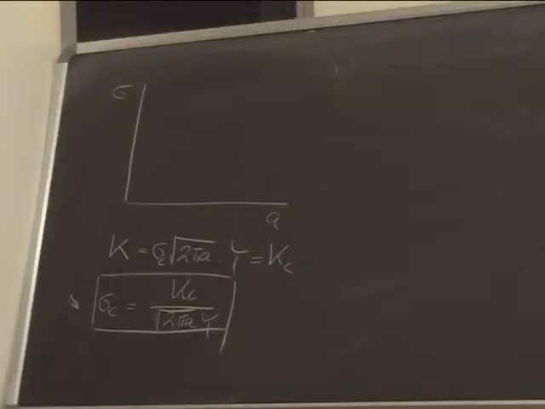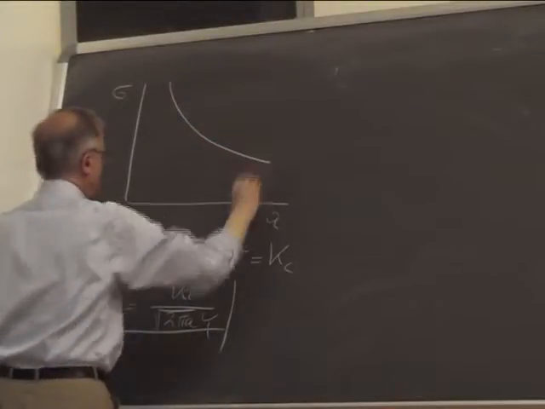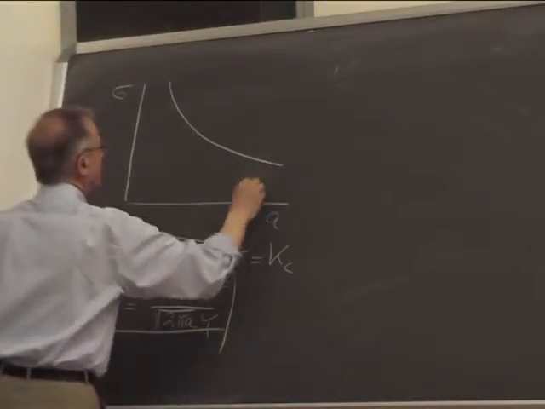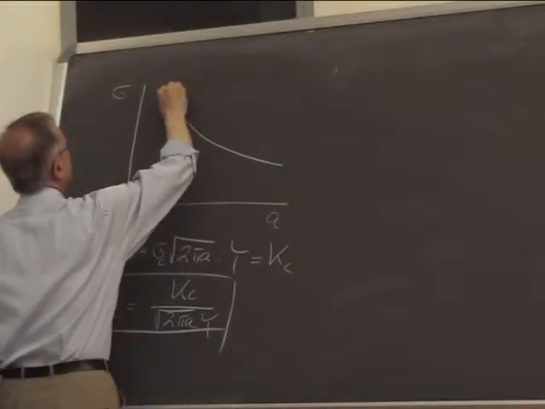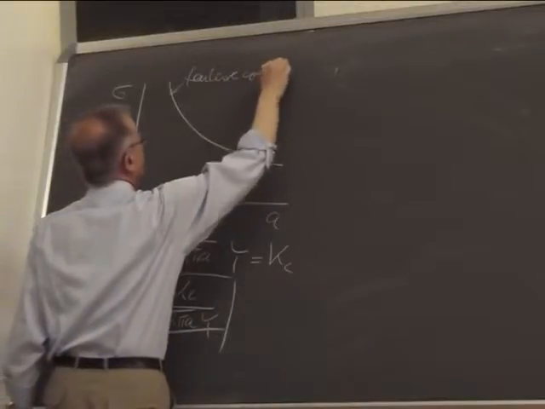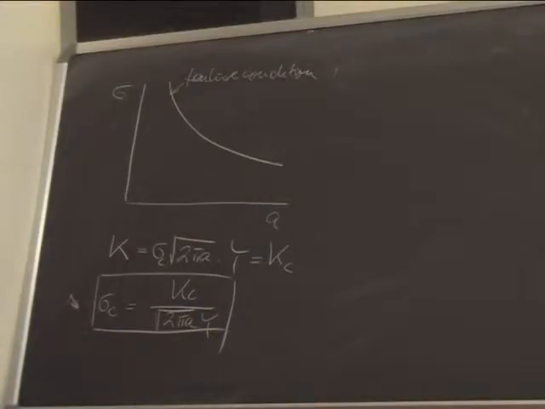So we have a parabola, which looks kind of like this. This is this equation here, sigma C equal to Kc divided by square root pi a and Y. And this is the failure condition, which we hopefully will never reach. In other words, our component has to stay below that curve all the way through its life.